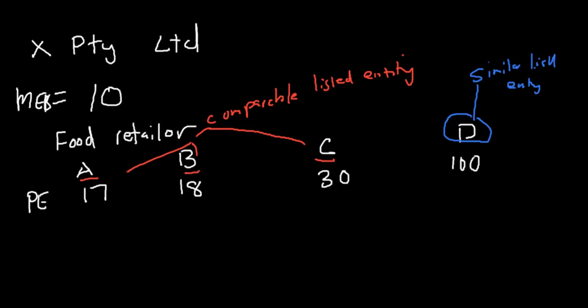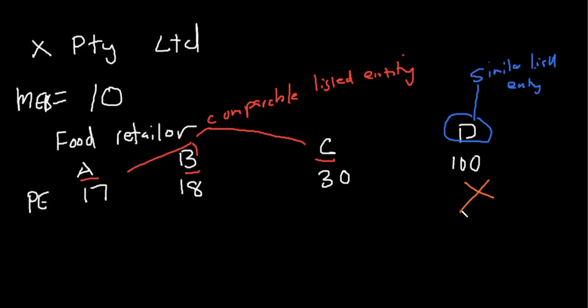So in this case, we can already start eliminating D. D is not a comparable entity, guys. It's a similar entity. So always watch out for this in a test and exam. You must use comparable listed entities. Similar entities will simply not cut it. It must be a comparable entity. When we talk about a comparable entity, this would be entities that have the same business model as us, same or similar clients, similar strategies, in a similar industry or sector to us. That's what I mean by comparable entities.